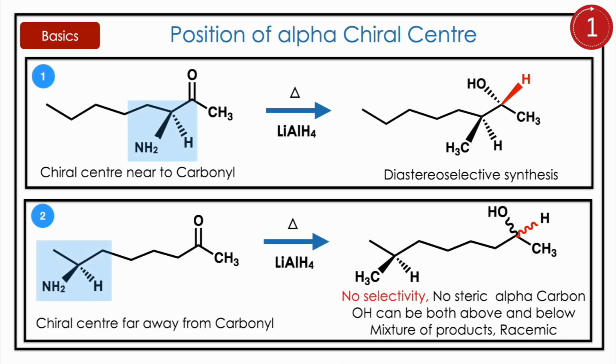Then the very important basics: the position of the alpha chiral carbon. Here the chiral carbon is crucial because it creates the selectivity. Here I have given two examples, 1 and 2. In one, the chiral carbon is nearby, which creates the diastereoselectivity due to the chelation possibility, and the final product is formed with high selectivity. On the contrary, when the chiral group is far away from the carbonyl, that is, Z is away from the carbonyl, you don't have any selectivity, no anti-Cram's rule. So be careful with the position of the alpha carbon. The alpha carbon dictates the final product.